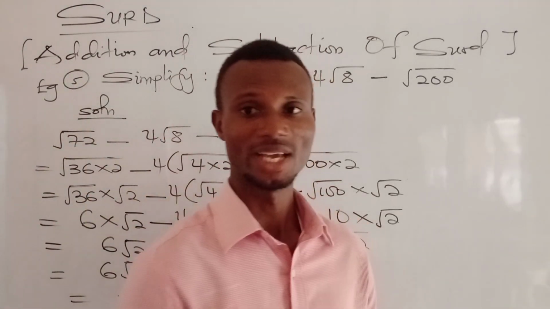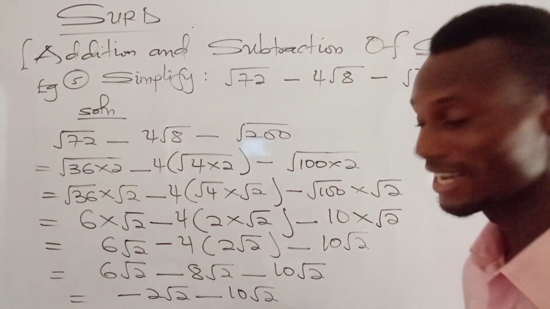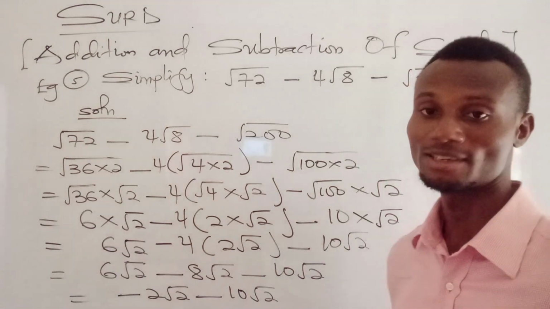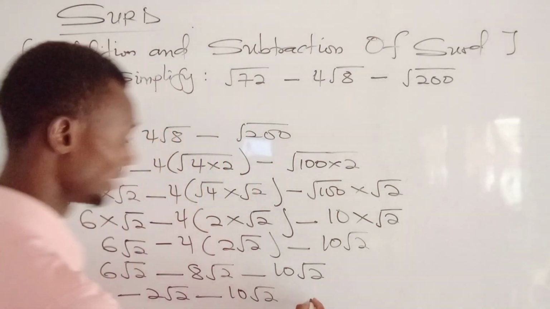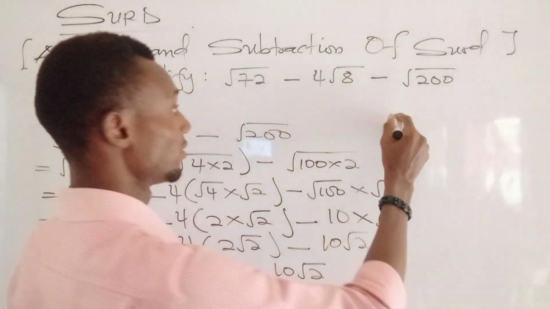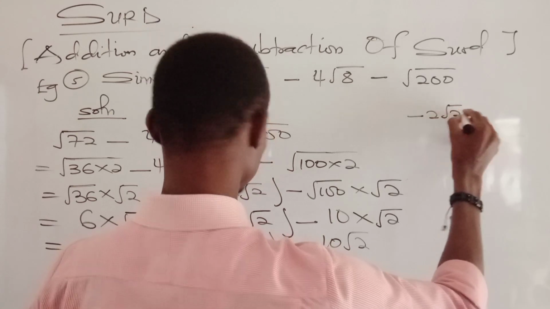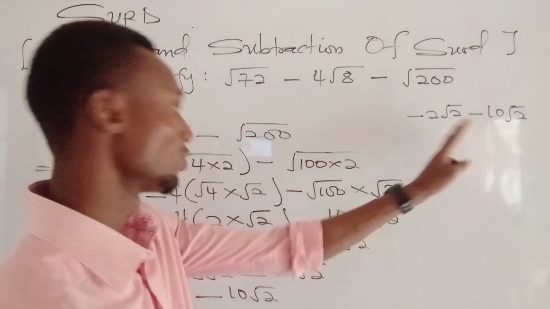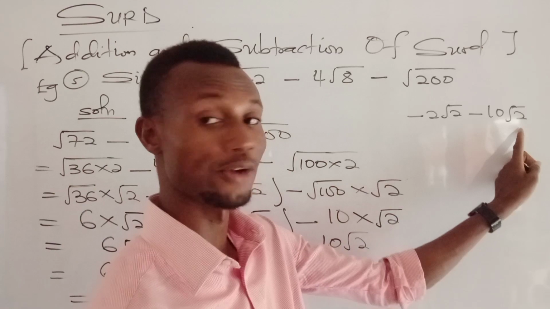Okay, I hope the explanation is clear enough and you understand it as well. So let's go ahead and simplify and get our final answer, because these are like terms. This one has root 2, this also has root 2, so we can simplify further. Okay, so I have minus 2 root 2 minus 10 root 2. I hope you can see. So from here, I'm continuing from this side. Minus 2 root 2 minus 10 root 2.